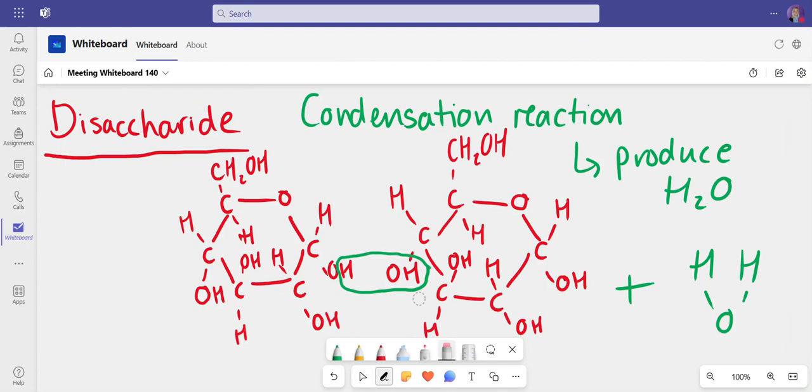Then what you do is you remove that because that's now in the water, and you should find that it leaves you with 1 oxygen. Now, in order to form the bond, we need to move that oxygen. So I'm going to rub it away, but it's still there. It's just that we move it into the middle and we draw the bond like that. And that bond is called a glycosidic bond.